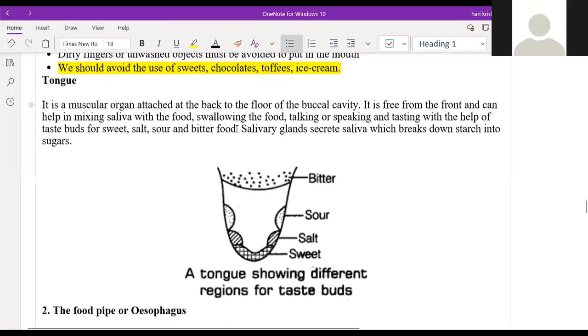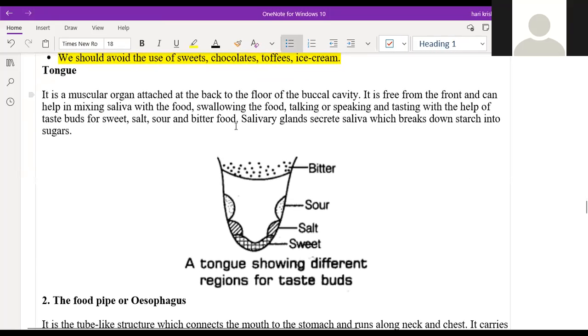Okay, so next one is the tongue. The tongue is an important muscular organ in the buccal cavity, which helps in the movement of the food into the esophagus, and it also contains the taste buds. With the help of the tongue only you can taste different types of food, like salt, sweet, sugar, bitter, all these tastes. You can see the structure of the tongue and the taste buds present on it.